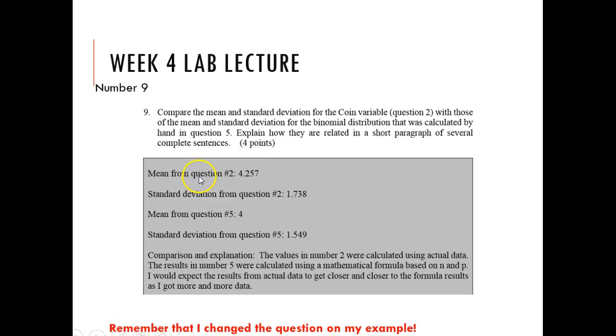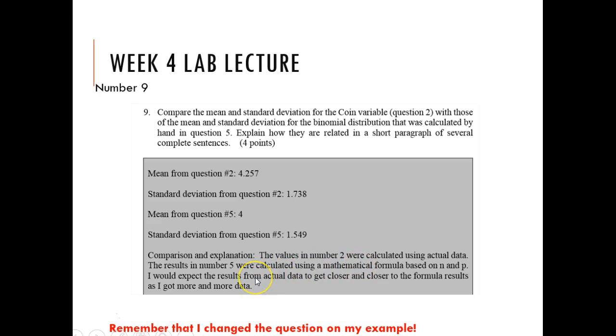I would have said my mean from question 2 is 4.257. My standard deviation from question number 2 was 1.738. The mean from question 5 was 4. The standard deviation from question 5 was 1.549. The values in number 2 were calculated using actual data. Remember, that's from my data sheet. The results in number 5 were calculated using a mathematical formula based on n and p.